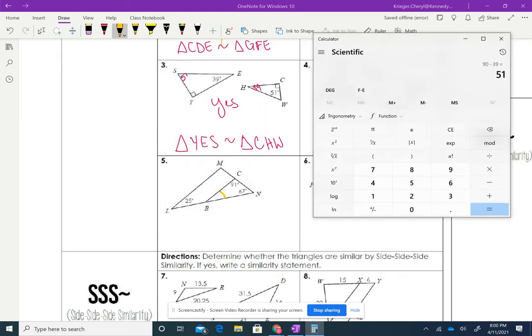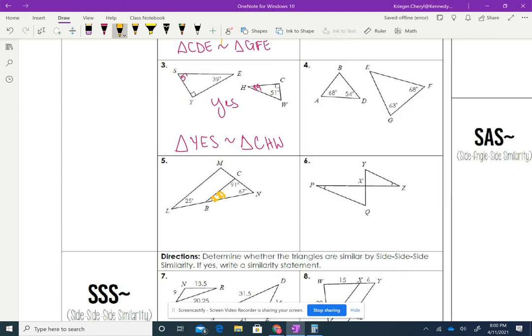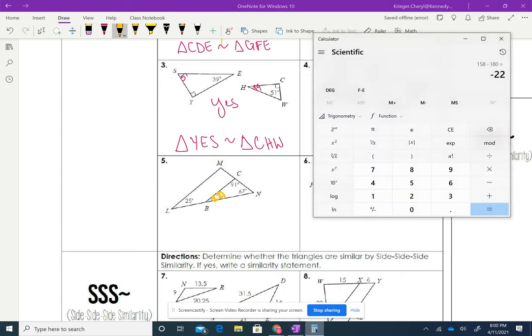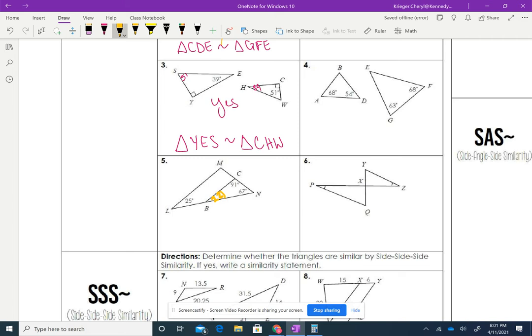So I have 91, 67. 91 plus 67 from 180 gives me 22. Okay, so this angle's 22. So I'm thinking no, but let's just double check anyway. 67 plus 25 is 92, so from 180 is 88. So these are not similar at all. They're close, not similar. So I'm going to write not similar.